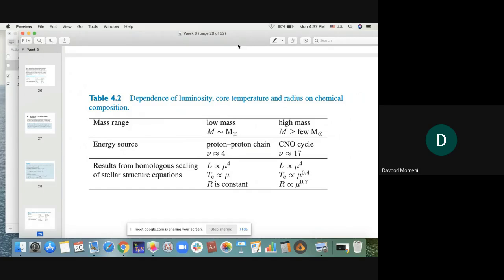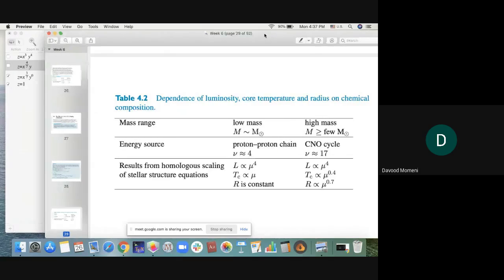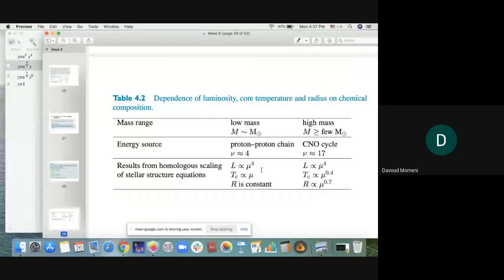So if they give you a question about a star with a fixed mass and a constant radius, you can say that this star is low mass. And if the radius changes with the chemical potential, then you can say it's a high mass star.